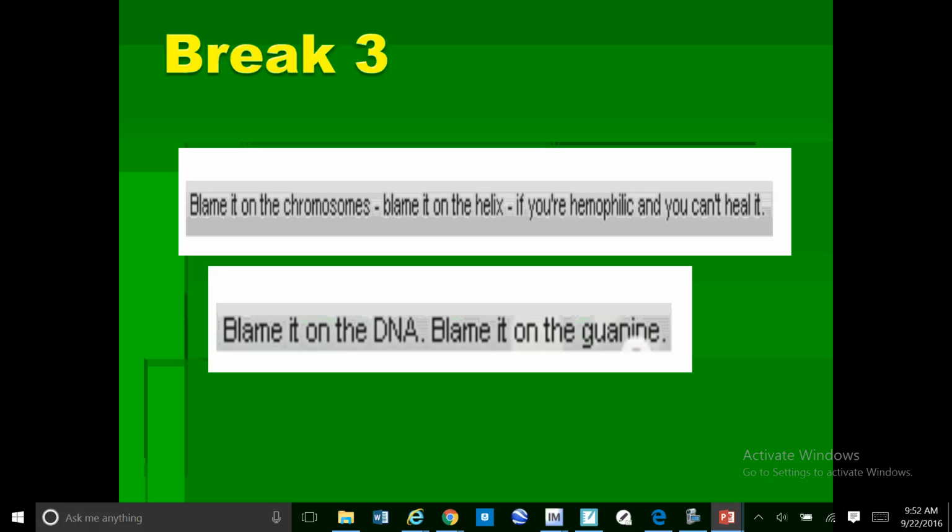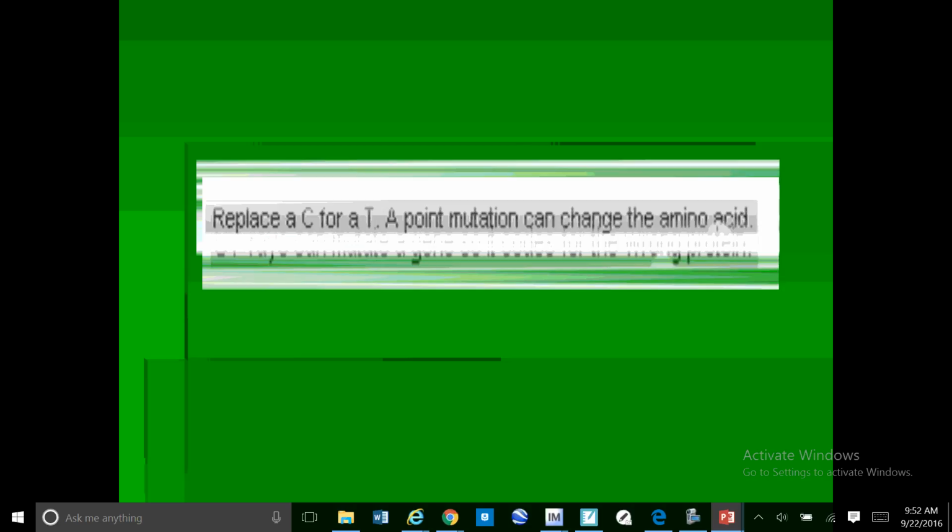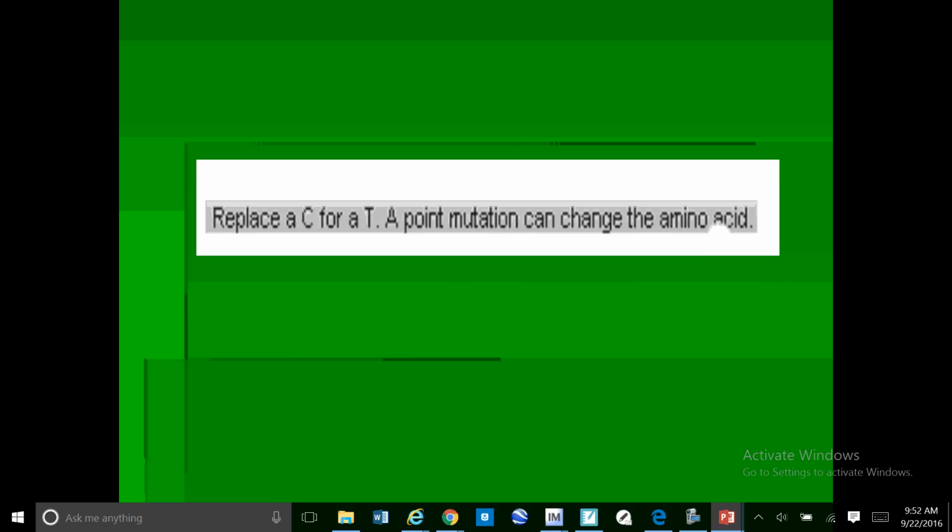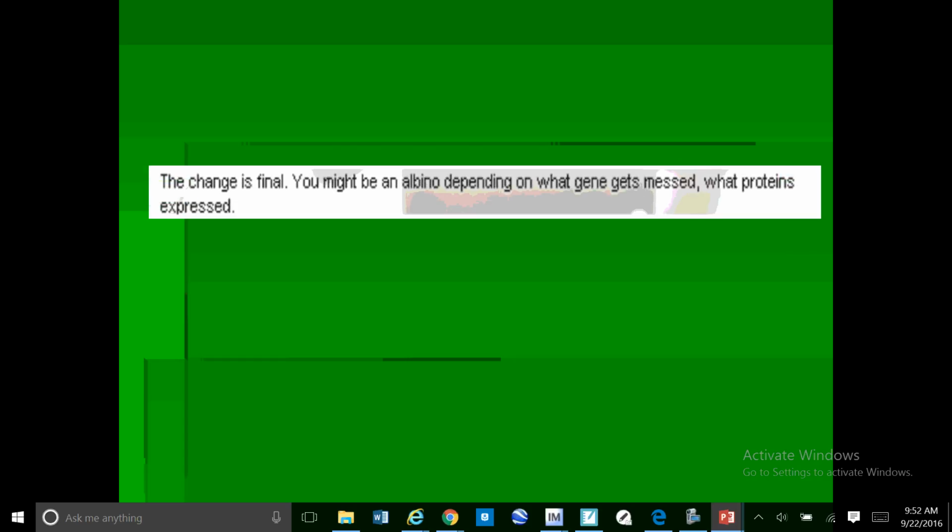UV rays can mutate, that's just in your notes. Replace a C for a T. That's a point mutation. The change is final. You might be an albino, depending on what gene gets messed up, what protein is expressed. Again, like Fantasia told us, proteins are our characteristics.